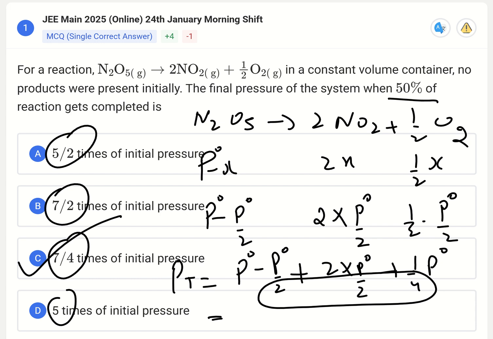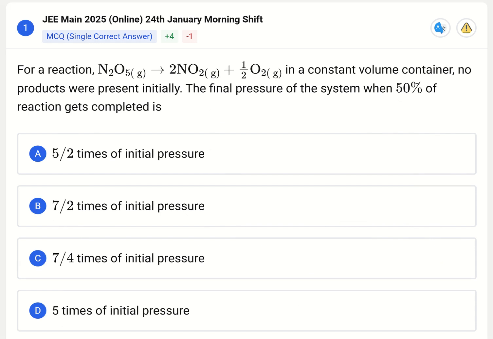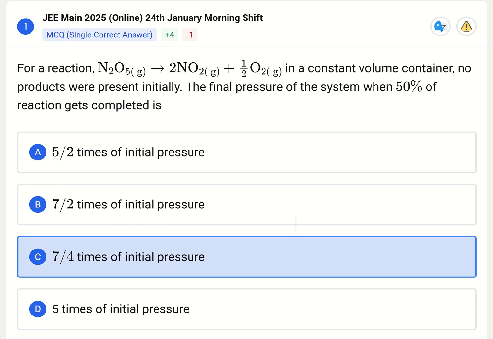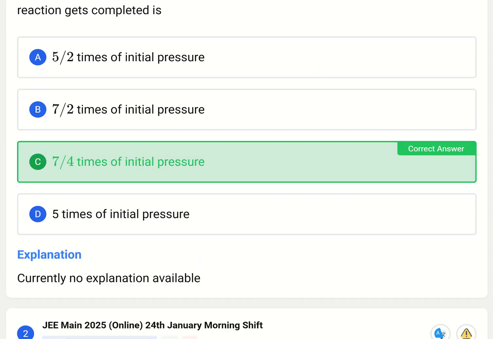So no need to solve anything here. By just solving the denominator LCM, we will get the answer. So 7 by 4 may be the right answer. So we have got this answer right. This is the trick that you can use. No need to do the calculation. You would have wasted the time, or maybe the calculation gets wrong. So just check one thing and you will get the answer.